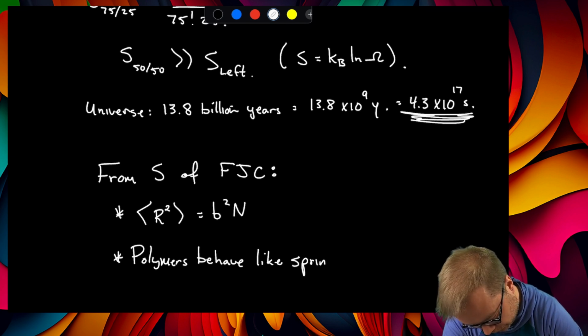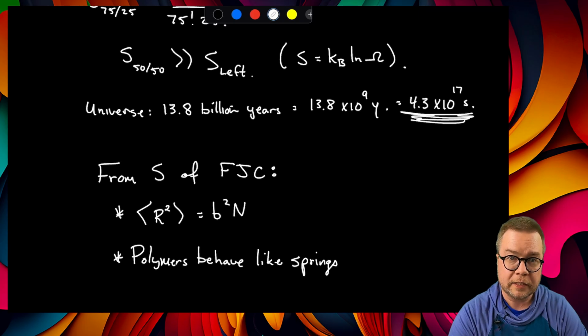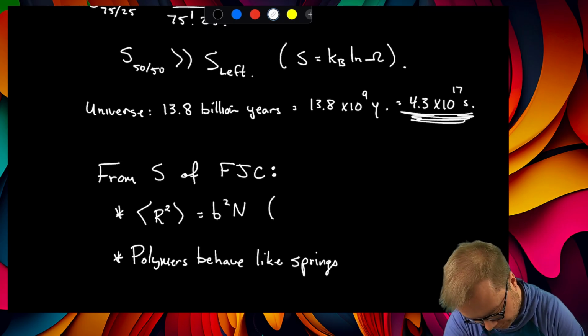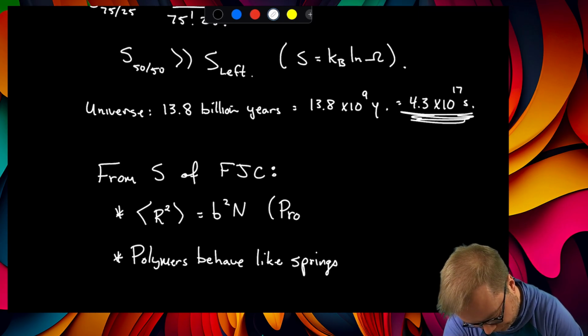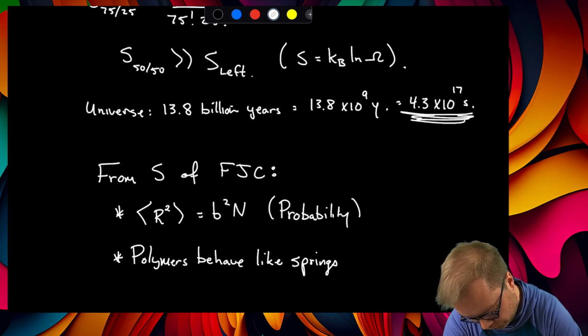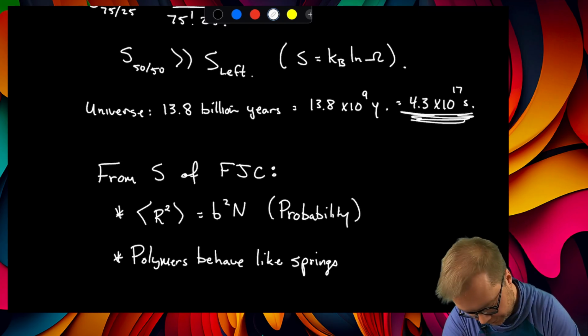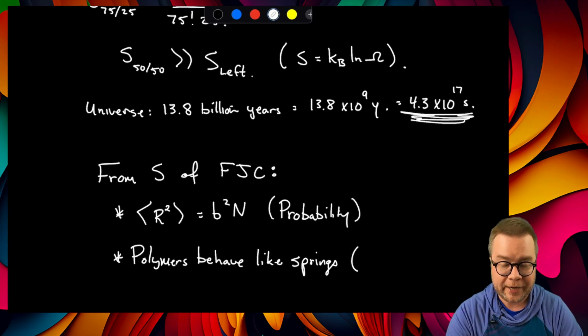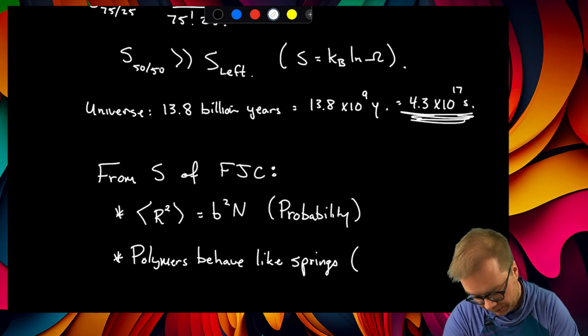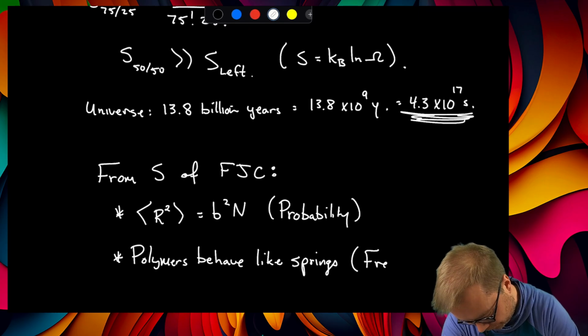Okay, so they follow Hooke's law, at least in certain conditions. And this is going to come from probability. We're going to look at the probability that a polymer chain is in a certain configuration, and from that we can get the free energy. The fact that polymers behave like springs is going to come from the free energy.